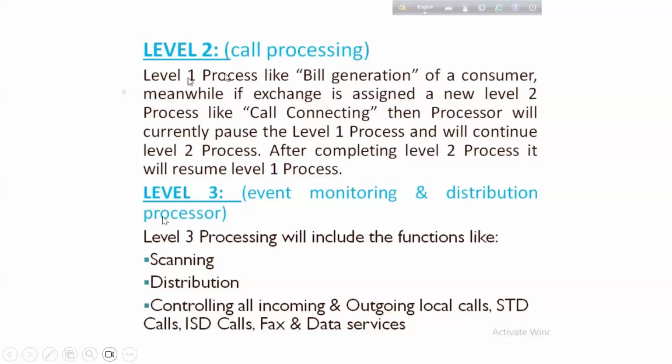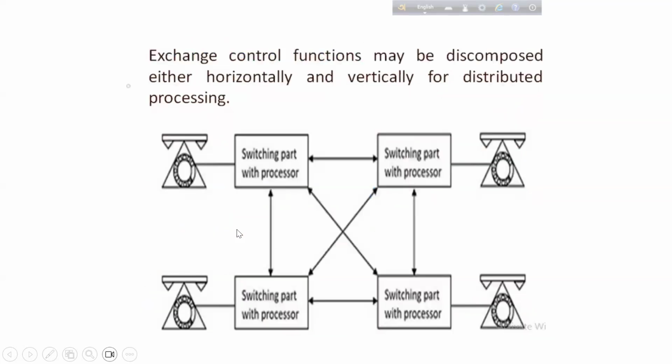Next, go to level 3. In level 3, the event monitoring and distribution processor will be working. Processing here will include functions like scanning, distribution, controlling all incoming and outgoing local calls, STD calls, ISD calls, fax, and data services. So all these functions will be done by the event monitoring and distribution processor.